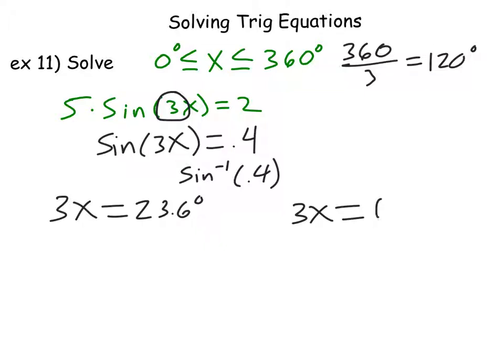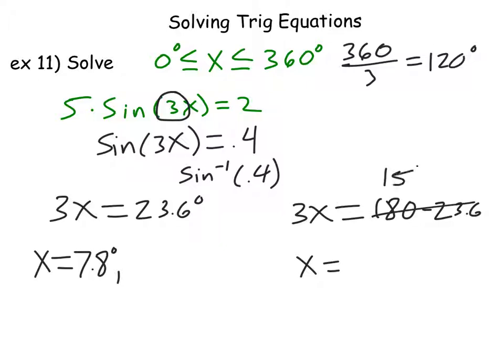This is why I threw in one with sine, to remind you that its rule is 180 minus your first answer. Okay? Now over here I'm going to divide by 3, and I get 7.8 degrees. 180 minus 23.6 is 156.4. Divide that by 3, and I get 52.1. Those are both between 0 and 360, so I'm going to take those solutions.